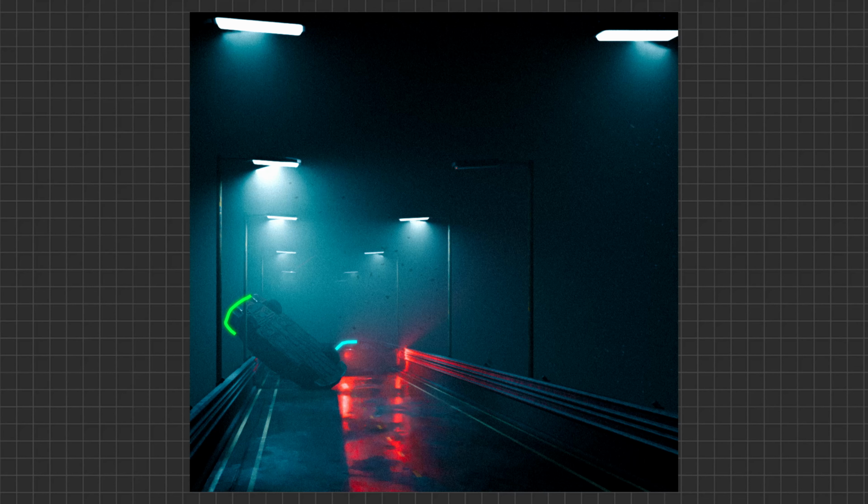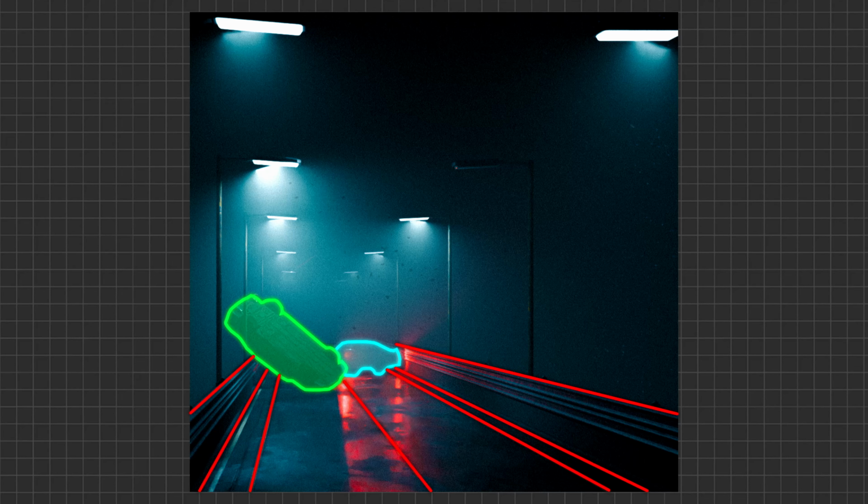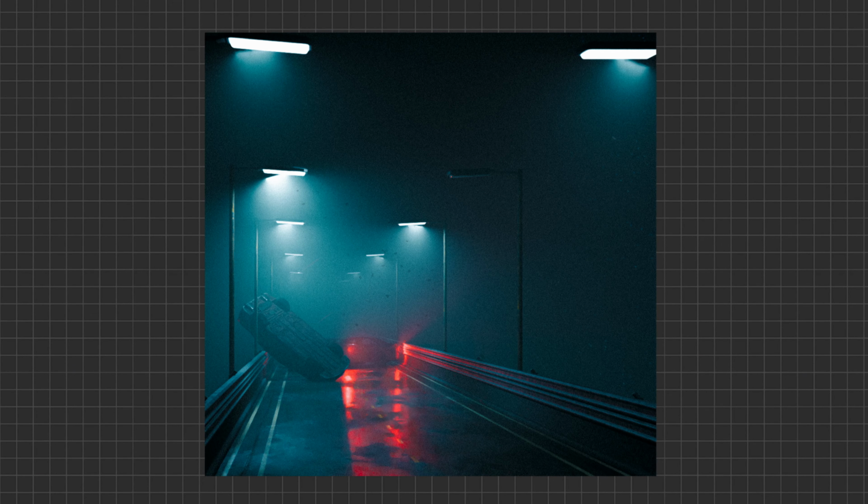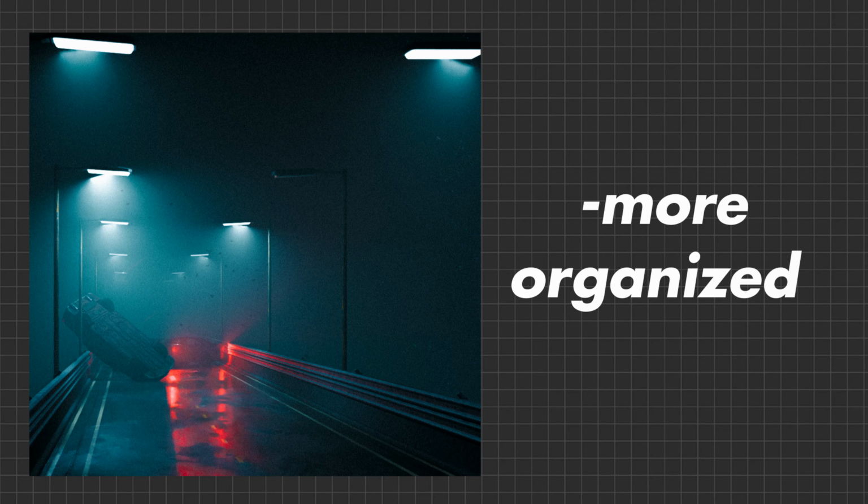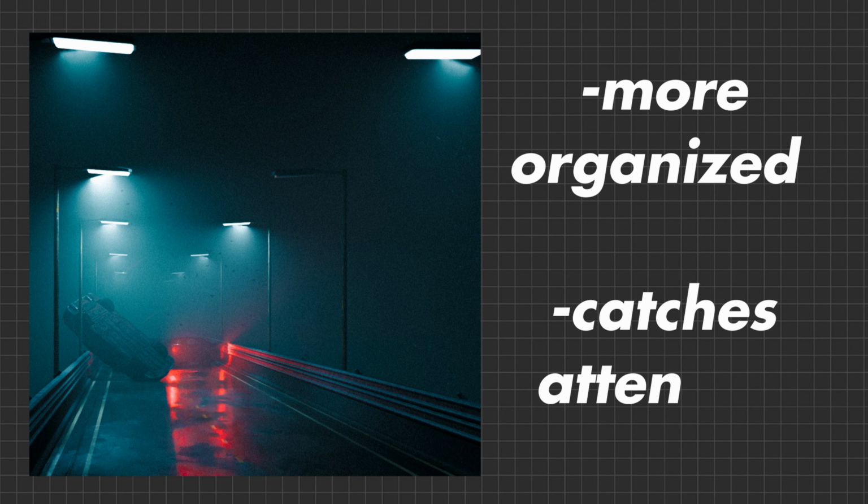The viewer's eye is immediately led to the crashed cars on the road. And of course the scene is supported through leading lines to bring out the focus on the cars even more. But in this example you can see, the scene seems way more organized but still catches your interest. Another interesting example for this idea is this train render I made.